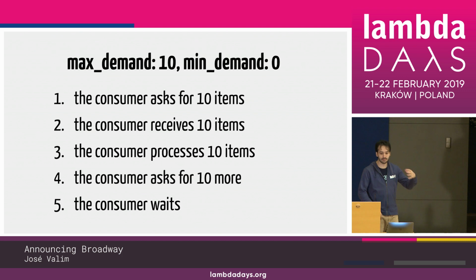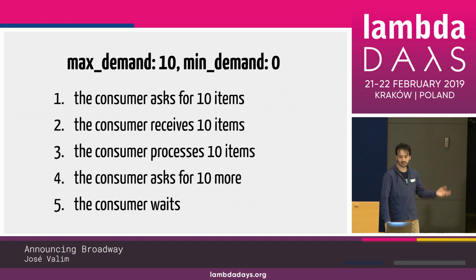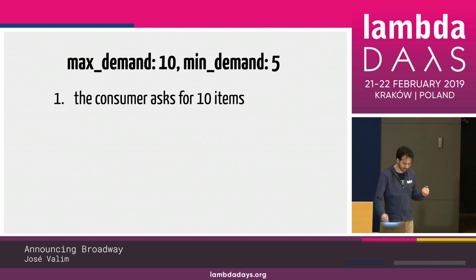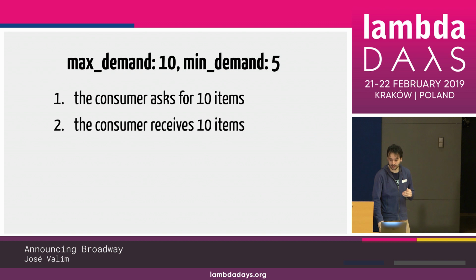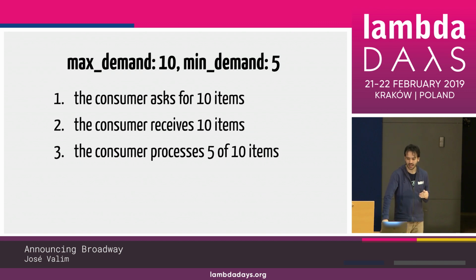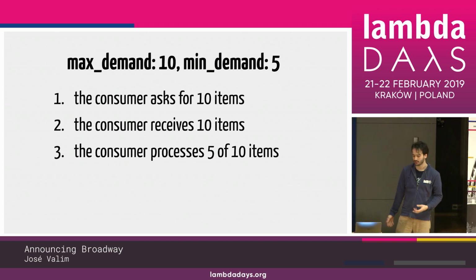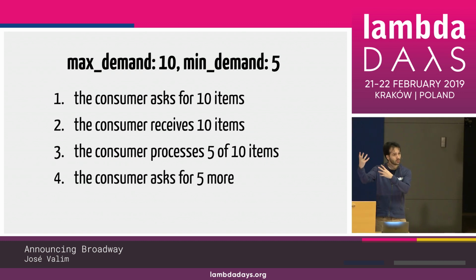So if you say that, for example, the max demand is 10 and the minimum demand is 5, which is half, which is the default, the consumer is going to ask for 10 items. The consumer receives 10 items, and then because the consumer knows that the minimum demand is 5, the consumer is going to process only 5 of those 10 items, because it knows that once it reaches 5, it can ask for more. So it's going to ask for 5 more, and then the consumer is going to process the remaining 5 while it waits for the producer to produce more.